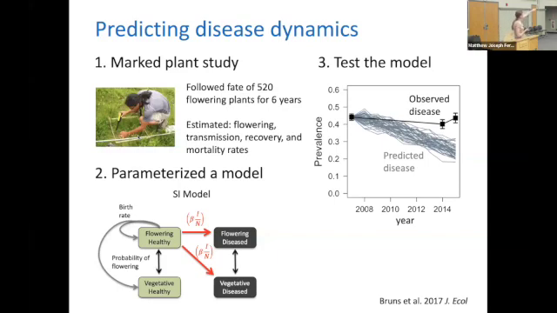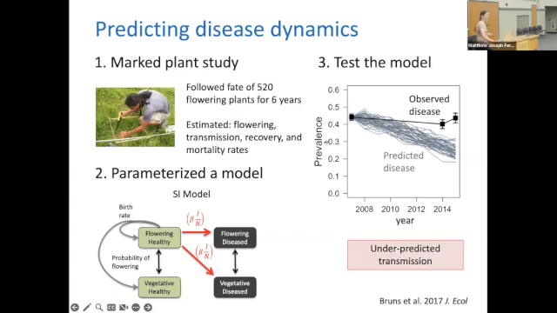So you can see the observed disease is that black line there, and then all of our predictions, which we were pulling from our distributions of our parameters, were consistently under-predicting disease. And basically, we had under-predicted transmission. The level of transmission that we found was so low, there was no way we could maintain the disease at the 40% that we observed.